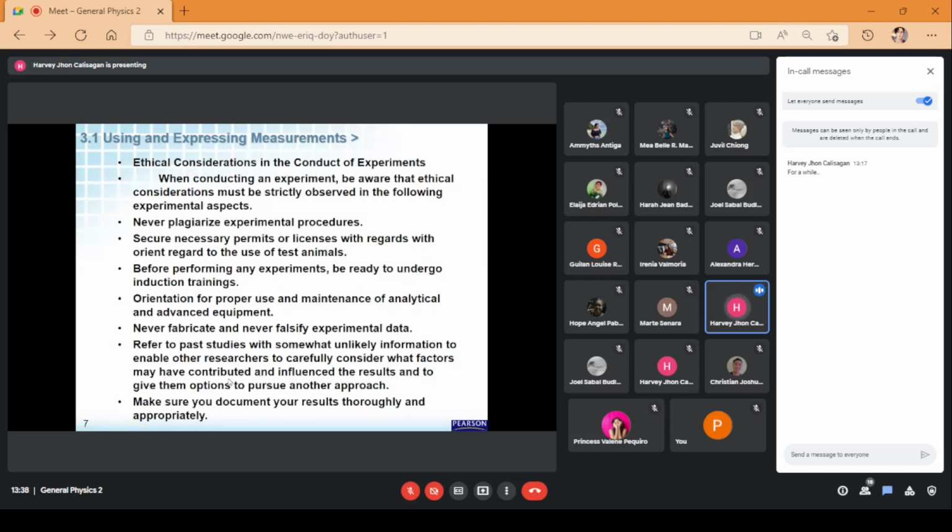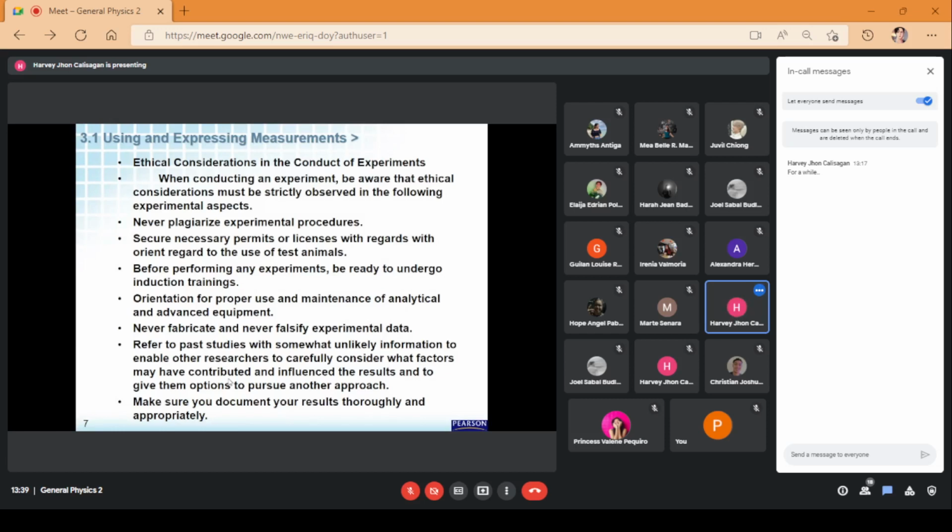Another is, before performing any experiments, before you conduct the study, be ready to undergo induction trainings or orientations. So I think you're well aware naman siguro as a student, because you are already oriented on what to do, especially when you're about to conduct your study or gather some data. The orientation must be properly used. But let's skip this one because it's not really necessary.